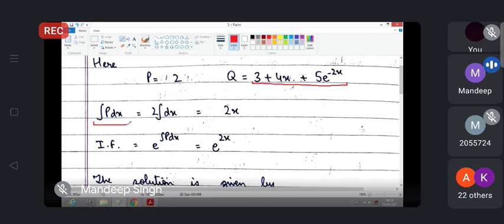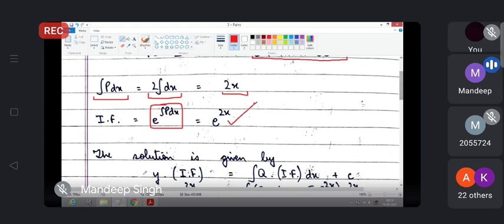We need to find out integral of p dx. P is 2. 2 integral dx is nothing but 2x. Integrating factor is e raised to the power integral of p dx, which is equal to e raised to the power 2x. The solution is given by y into the integrating factor is equal to the integral of right hand side, or q into the integrating factor dx plus c.